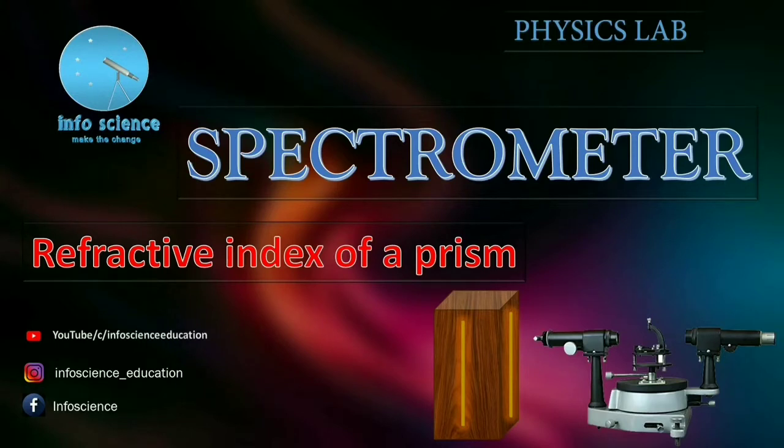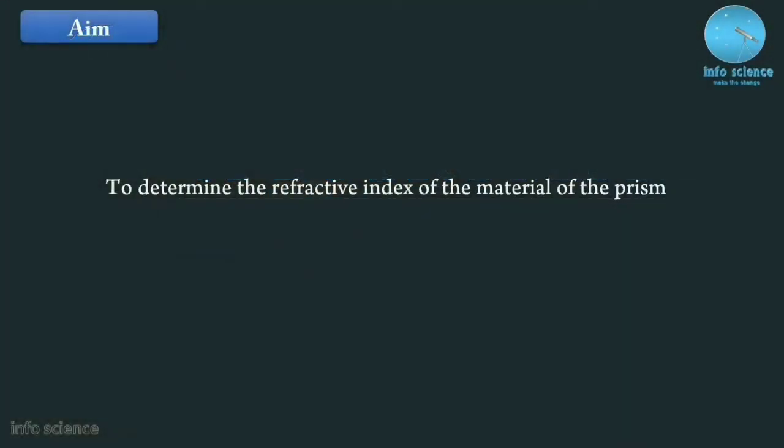In this video, we are discussing the experiment to determine the refractive index of a prism by using a spectrometer. First, we can look at the aim of this experiment. The aim of this experiment is to determine the refractive index of the material of the prism.